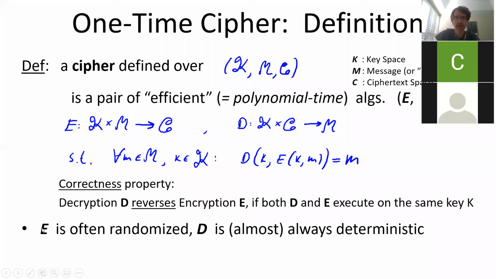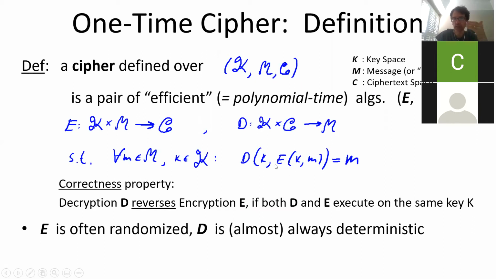In practice, encryption is often randomized. So this procedure, in addition to a key and a message, takes a third input, which is local randomness, some coin tosses, so that the randomized encryption algorithm will come up with the ciphertext. For the same key and message, it will not always be the same ciphertext, and yet decryption should always work.